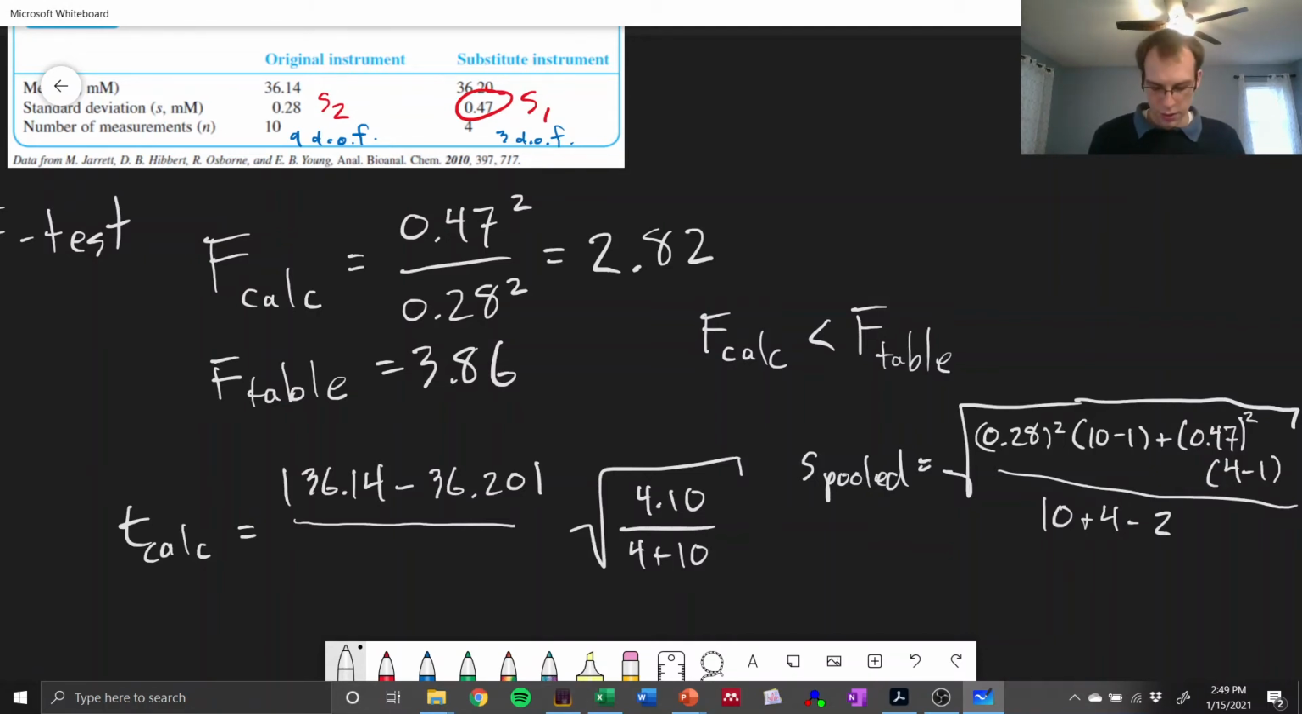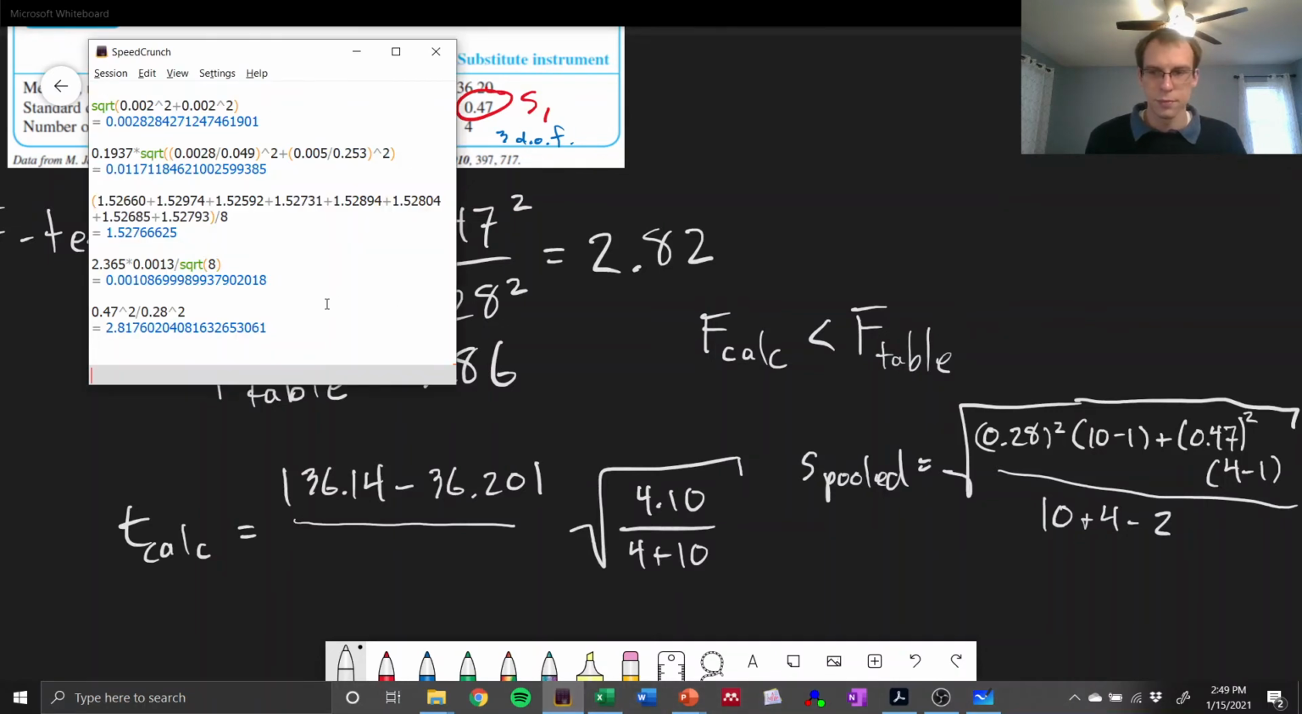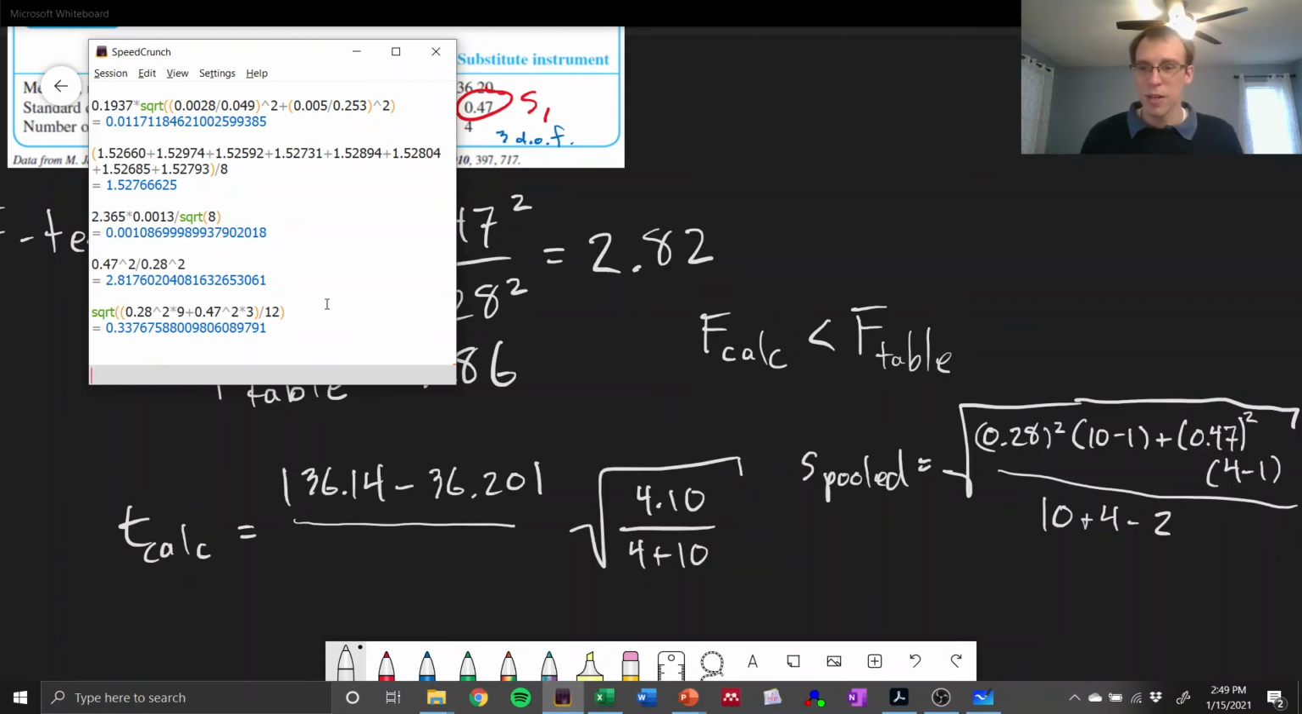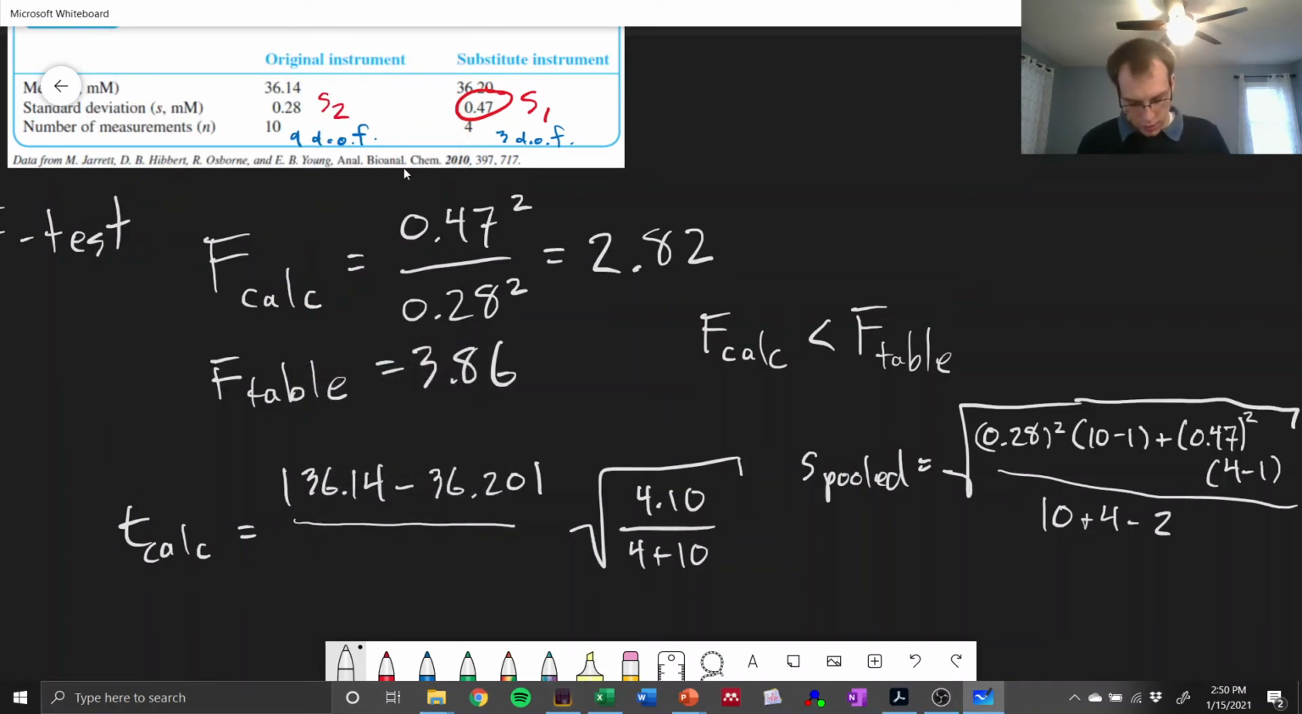Okay, so let's go to our calculator here. We have square root of 0.28 squared times 9 plus 0.47 squared times 3. And everything is within the square root, so we're going to need parentheses here on the top. Divided by 12 gives us a pooled standard deviation. We would expect something sort of in between our two standard deviations, and it is 0.337, so we'll call it 0.34. Okay, so that 0.34, as a reminder, goes here in the denominator.